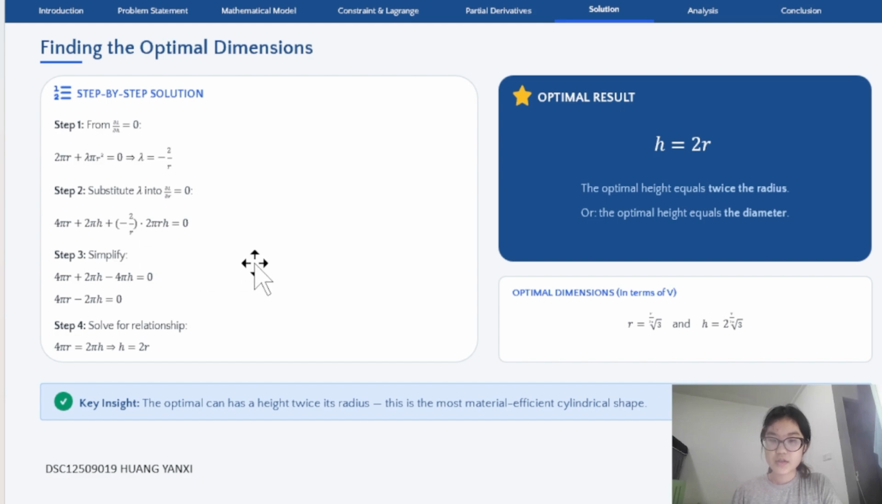We simplify the equation by expanding and combining like terms. After simplification, we obtain h equals 2r. This is the most important result of our optimization. It tells us that the optimal can should have a height equal to its diameter. Finally, we substitute this relationship into the volume constraint, pi r squared h equal to V. Now the equation contains only one unknown variable, so we can calculate the optimal values of both r and h. Therefore, we have successfully determined the dimensions that minimize the surface area while keeping the volume constant.